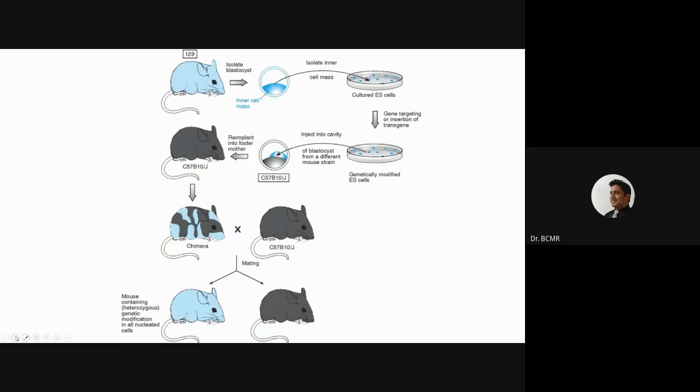So we need to generate a transgenic one. First, the chimera is allowed to mate with another individual. If the engineered cells have contributed to the germplasm, they will form a gamete, and the fertilization will happen with the other gamete, and we might get a transgenic animal that contains the genetic modification in all nucleated cells. That is a transgenic animal.